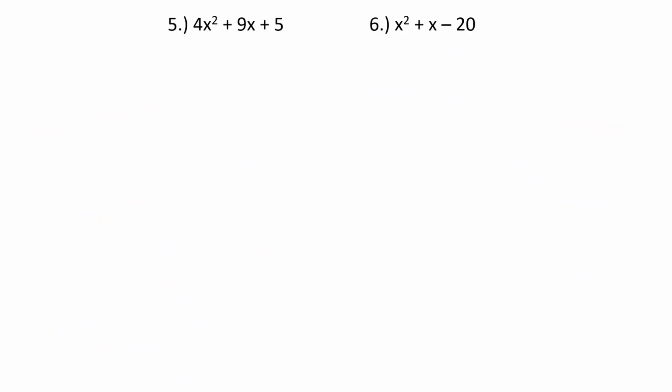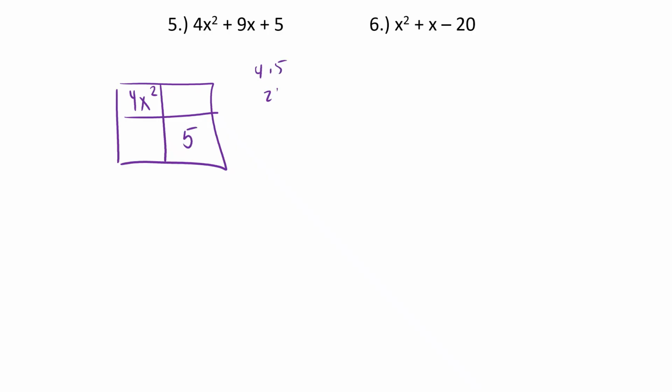All right. Next one. We have 4x squared plus 9x plus 5, and we do want to check to see if we have a common factor, but 5 is a prime number, and it is not a factor of 4 or 9, so I'm not going to get a common factor out of that. Nope, no such luck. So setting up our area model, 4x squared, and we have the 5. And then we're going to do 4 times 5 to get 20. And we're looking for two factors of 20 that add up to 9.